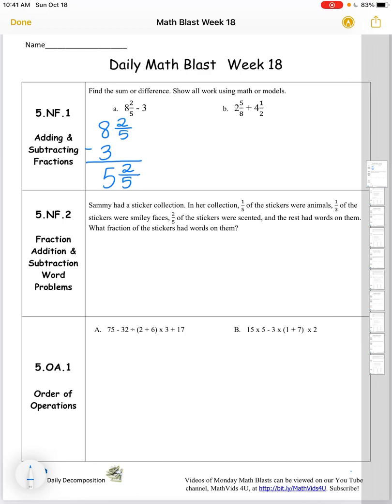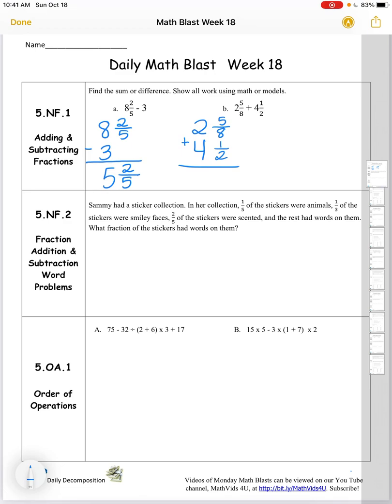2 5/8 plus 4 1/2. Here I'm finding the sum, the answer to an addition problem. Again, I'm going to line up my units here. I want my wholes added to my wholes, and then I want the fractional parts, 5/8 added to 1/2.